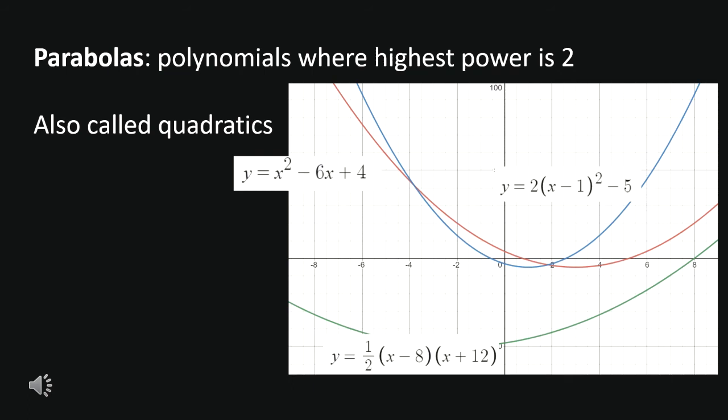And you also could have a parabola written in factored form. So our third example is in factored form, 1/2 times the factor x minus 8 times the factor x plus 12. But I can tell that it's a parabola because I have 2 factors, and if I multiplied them out, I would have x to the second power as the highest power. So I can see that I'm going to get a 2 as the highest power when I multiply those factors together.